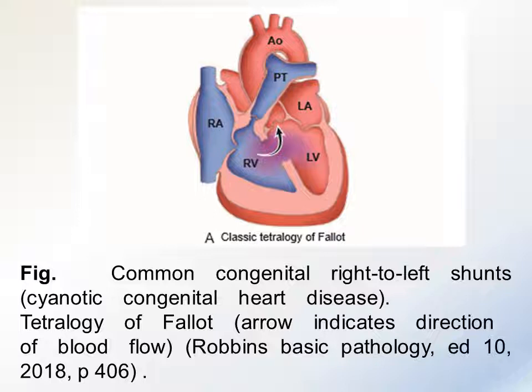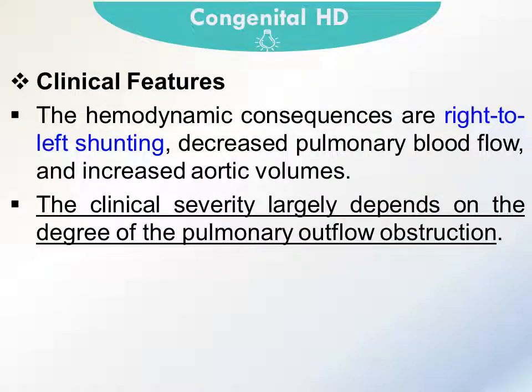The heart is enlarged and becomes boot-shaped as a consequence of the right ventricular hypertrophy. The clinical features: the hemodynamic consequences are right-to-left shunting, decreased pulmonary blood flow, and increased aortic volumes. The clinical severity largely depends on the degree of pulmonary outflow obstruction.